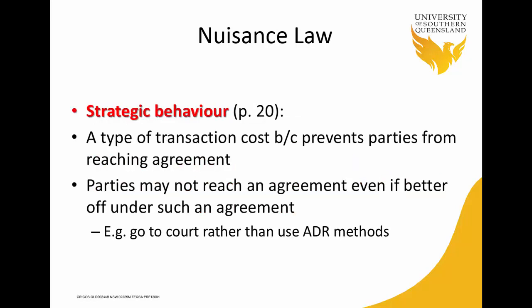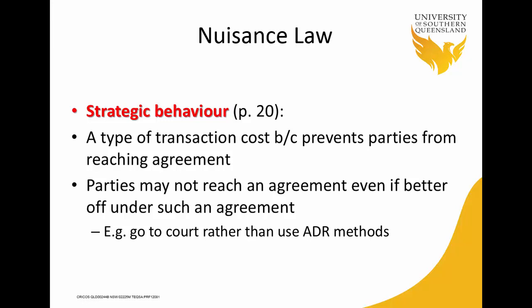Alright. Now, what happens if we inject some of the problems that we see in the real world? For example, what happens if there is strategic behavior? Now the people are going to hold out, not because they don't think the agreement is in their best interest, but because they have other calculations. So this is something we could think of as behavioral economics or irrational behavior. A type of transaction cost occurs because it prevents the parties from reaching agreement. So they would not reach agreement even if better off under such an agreement.